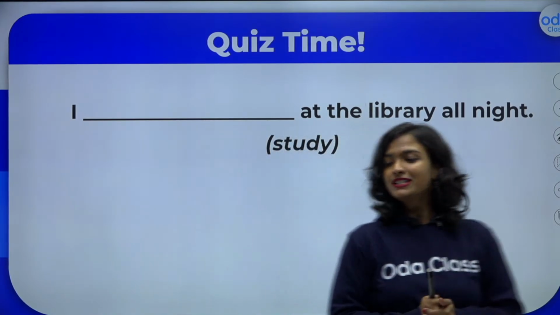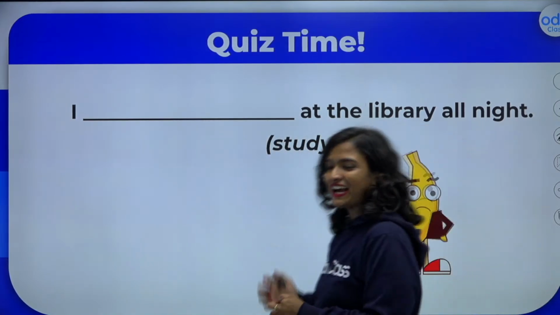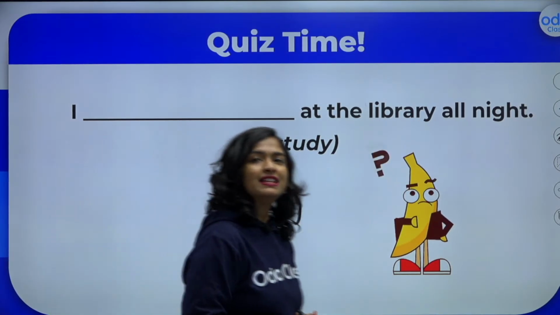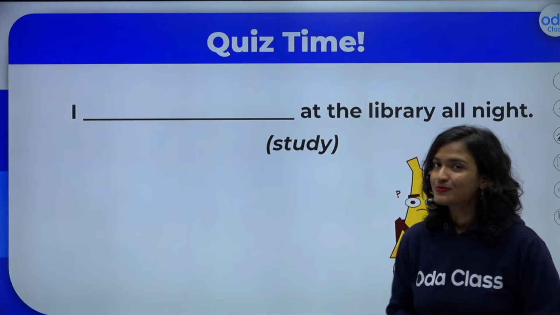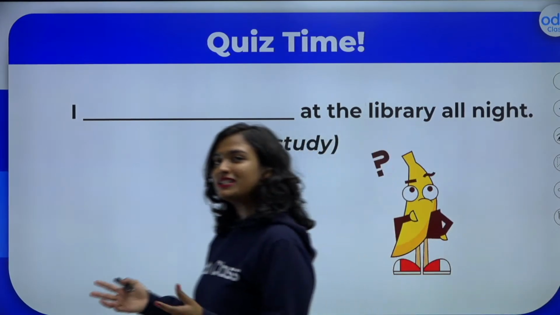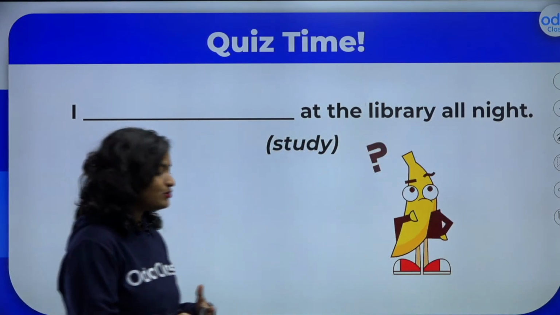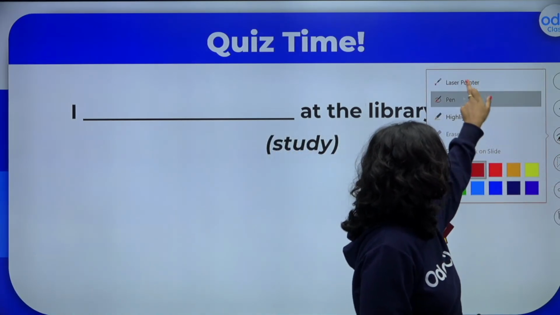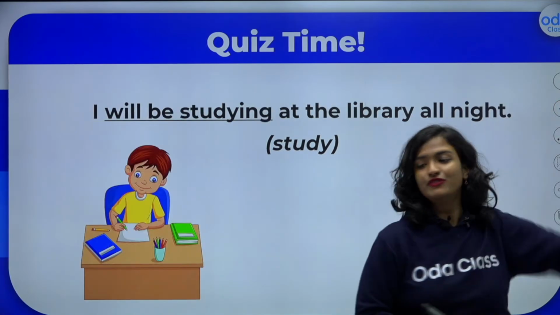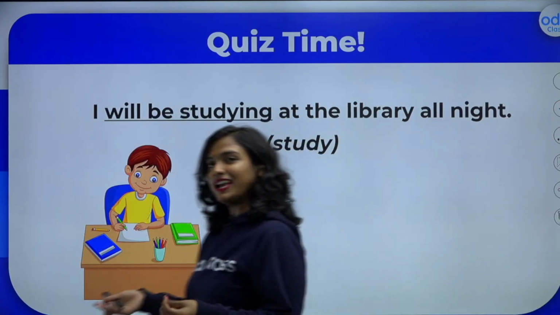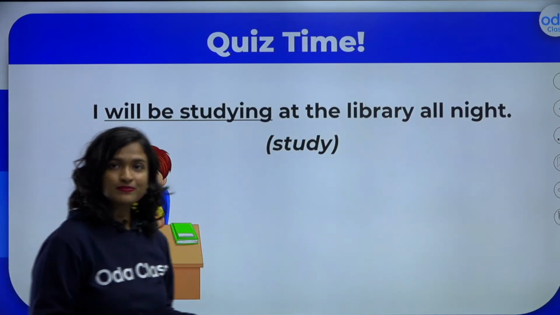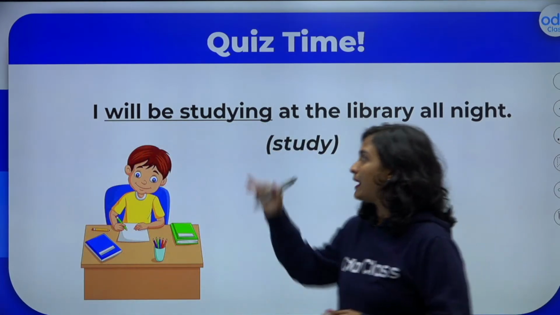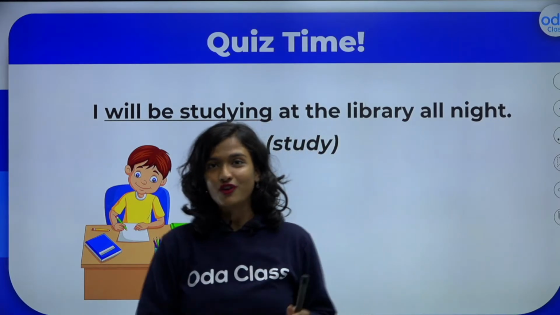Next quiz. Tell me kids, I blank at the library all night. So once again students, this is something that's going to happen in the future. It is going to be an ongoing action once we get to that. So the correct answer here will be, I will be studying at the library all night. Okay, once again students, don't forget, helping verb followed by be followed by the ing form.